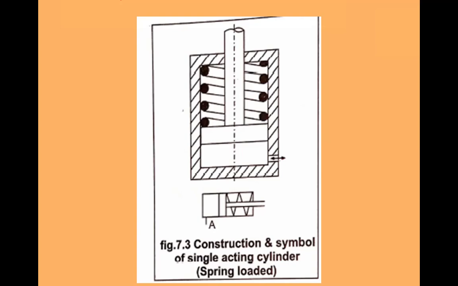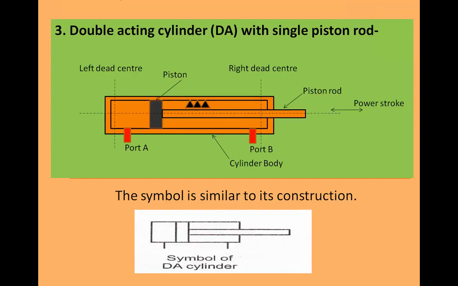Now this was about the single acting cylinder. Now come to our main point, the double acting cylinder. Again, in this double acting cylinder we are going to see the one with a single piston rod. Here I have shown the schematic diagram as well as the symbolic representation of a double acting cylinder with a single piston rod.